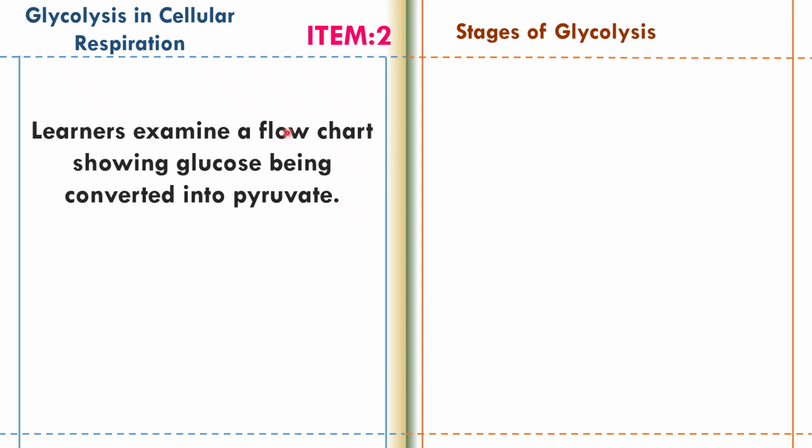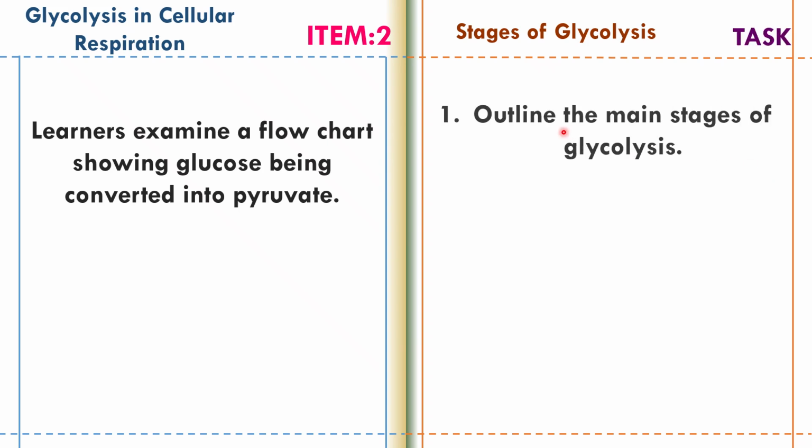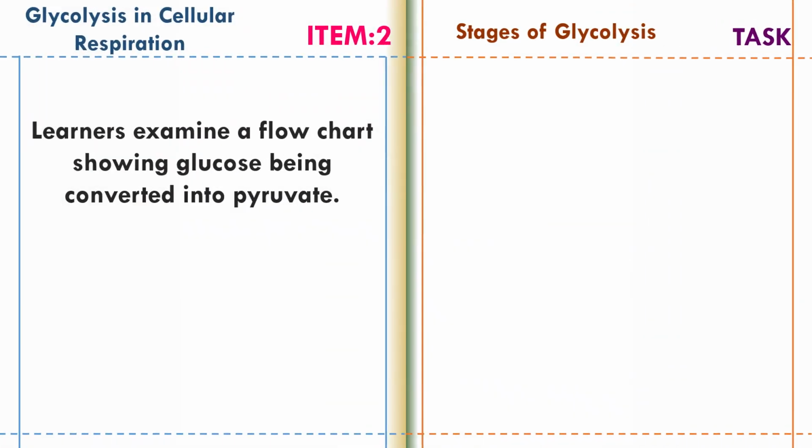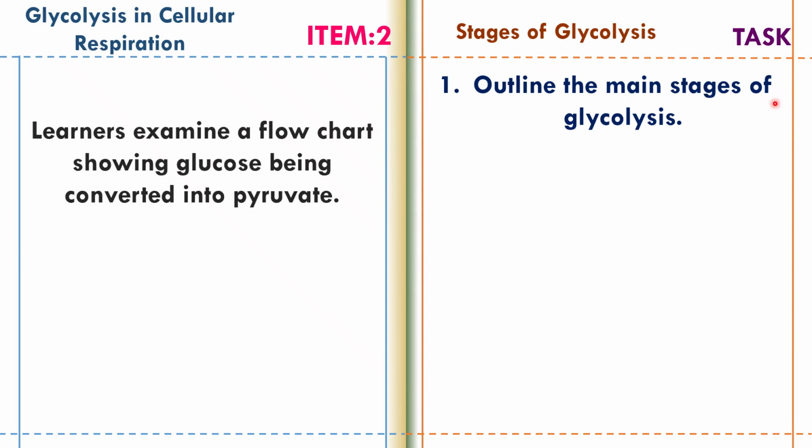Learners examine a flow chart showing glucose being converted into pyruvate. Task: outline the main stages of glycolysis. Name the key molecules involved at each stage. Outline the main stages of glycolysis.